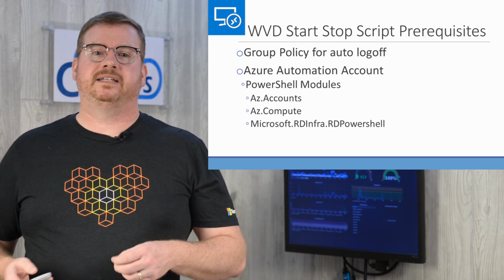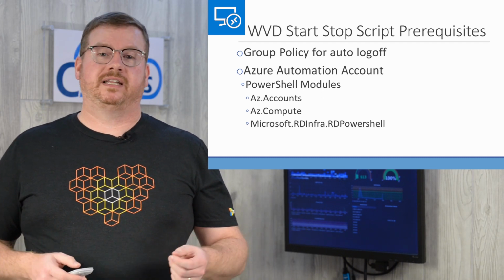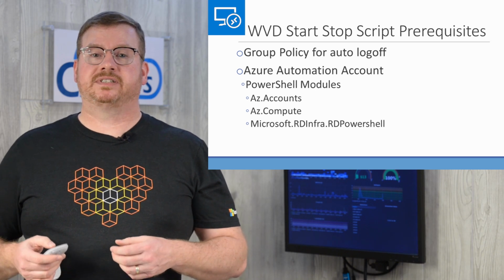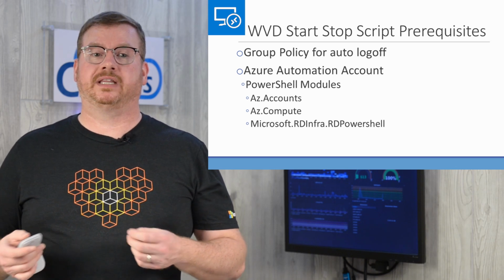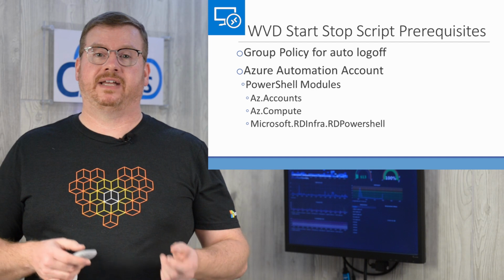Here are some things needed to prepare for the deployment. Set a group policy to log out disconnected and idle sessions and apply it to the session host. This option is not available in Windows Virtual Desktop, and without it, disconnected sessions will linger indefinitely, and those servers will not be shut down because they'll have an active session.